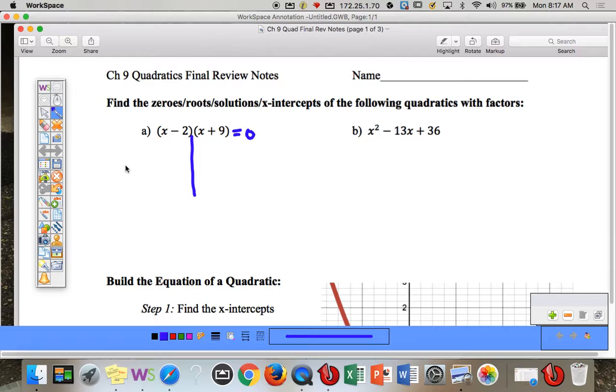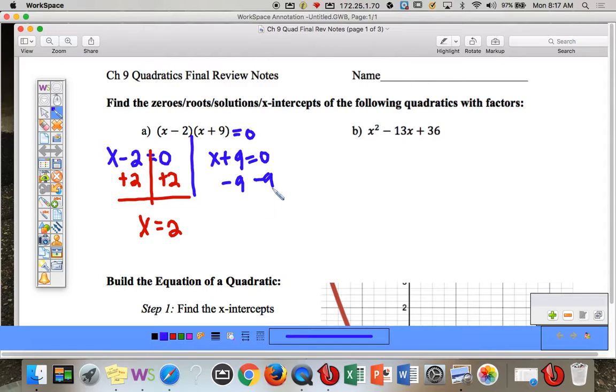And so we can split it up. We have x minus 2, what makes that equal 0? Many of you can do this in your head, but if not, you just solve. So we would add 2 to each side, and one of the zeros is at x equals 2. The other zero, we have x plus 9 equals 0. We can subtract 9 from each side, and the other zero is at x equals negative 9.